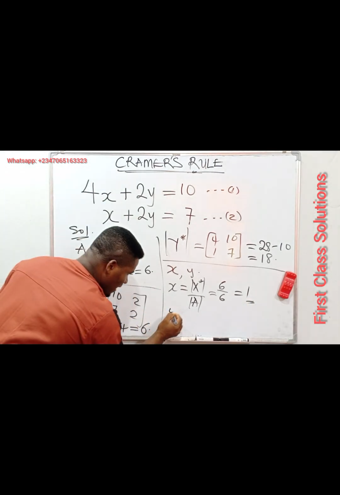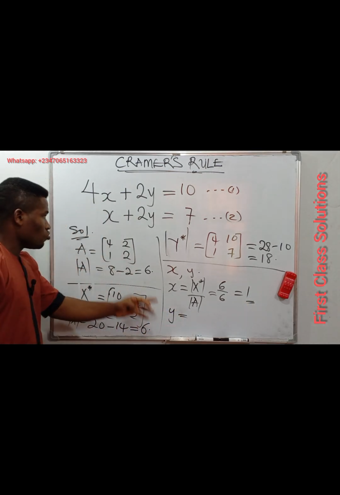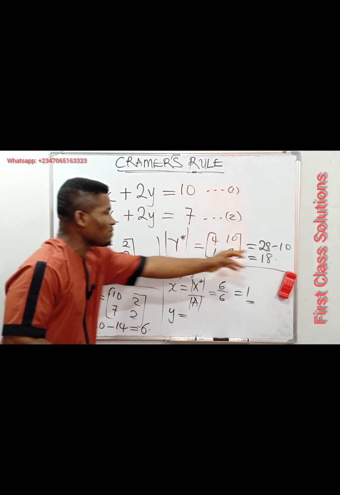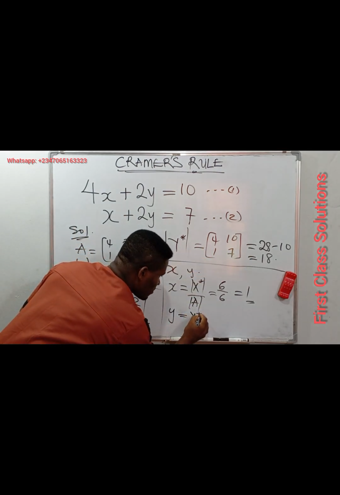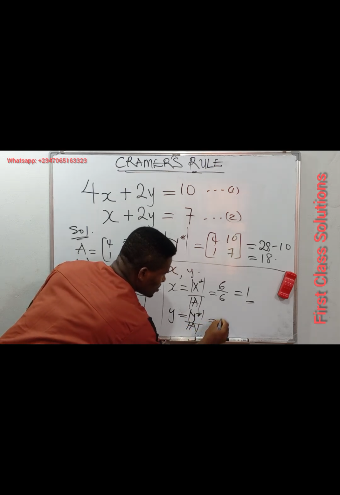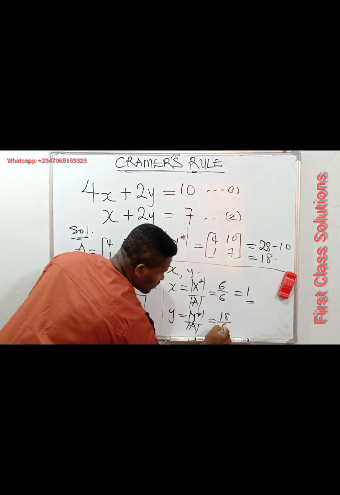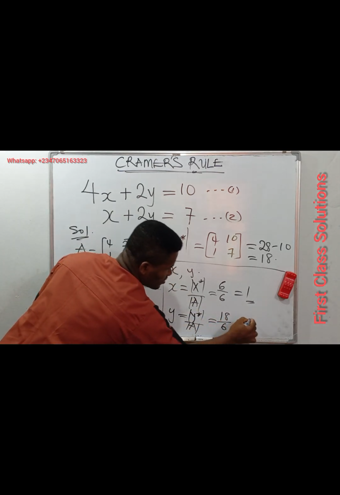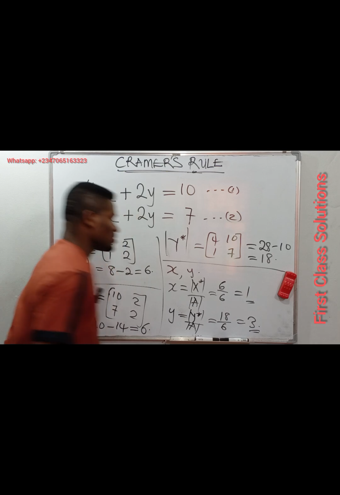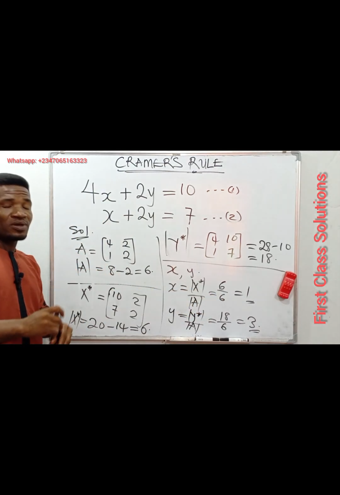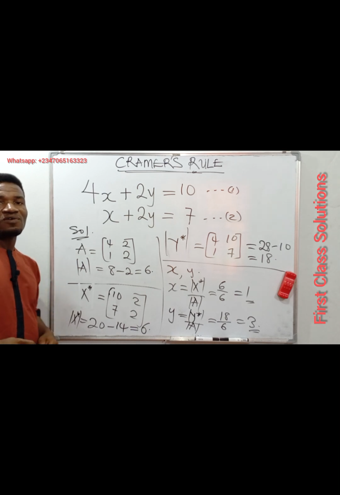The same way for y: to get y, we look for the y determinant, that is the determinant of the special matrix for y, which is 18. The y determinant over the original determinant: 18 over 6, which gives us 3. So in that case, x is 1 and y is 3. This is how we apply Cramer's rule to solve sets of simultaneous equations.